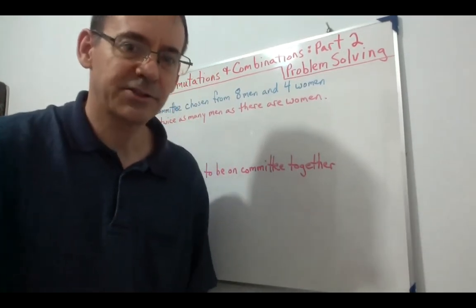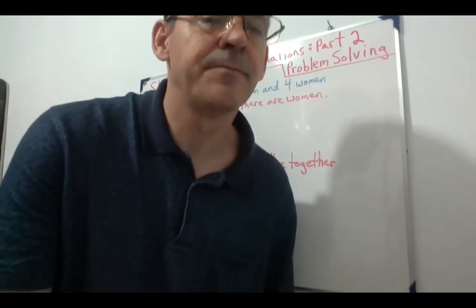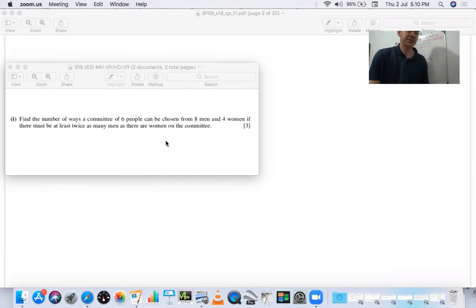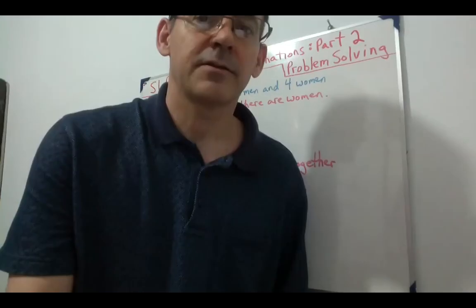Okay, here's our last question. Let's pull it up for you so you can read it first. It says, find the number of ways that a committee of 6 people can be chosen from 8 men and 4 women if there must be at least twice as many men as there are women on the committee. So that's the first question. The second one says, find the number of ways a committee of 6 people can be chosen from 8 men and 4 women if 2 particular men refuse to be on the committee together. So we'll come back to our board.